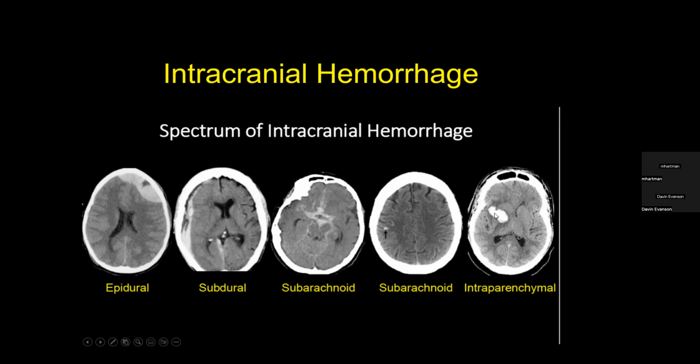And then your intraparenchymal hemorrhages. This is usually caused by hypertension. Favorite locations are the internal capsule, thalamus, and cerebellum.